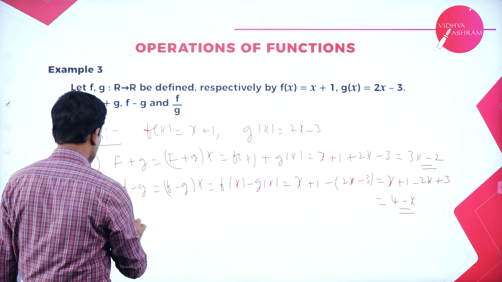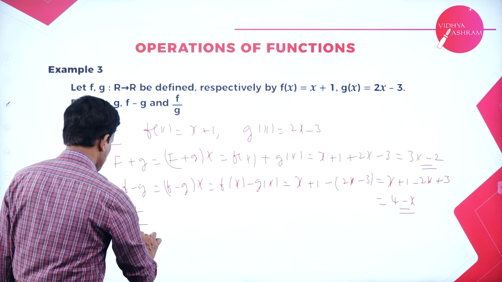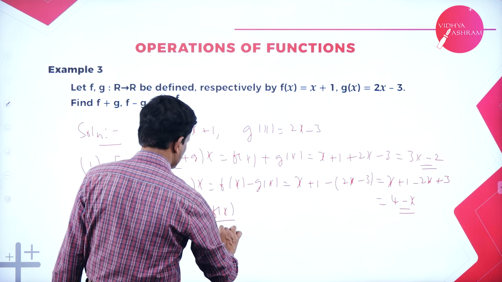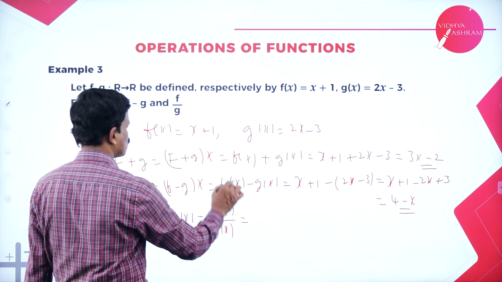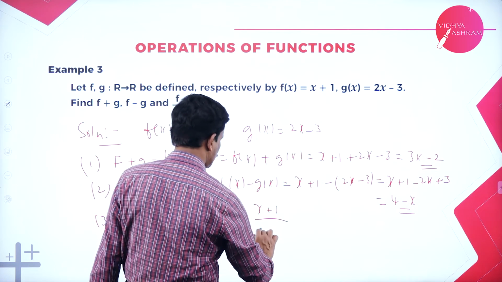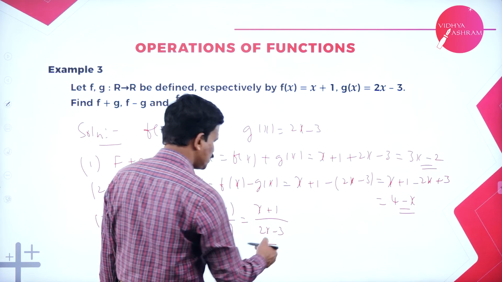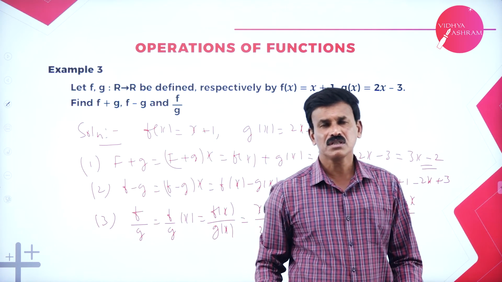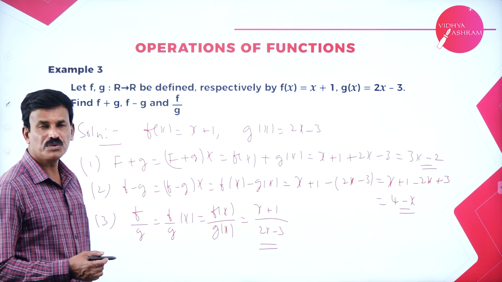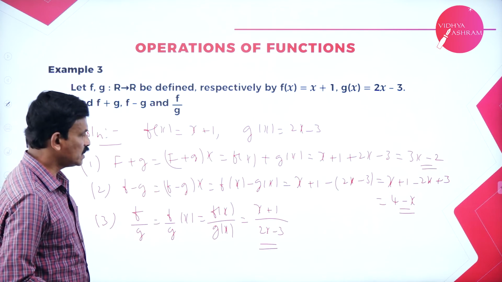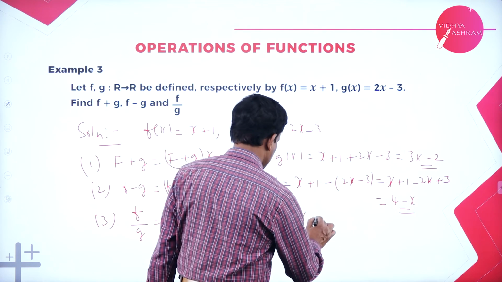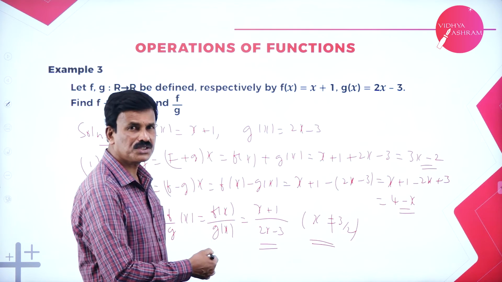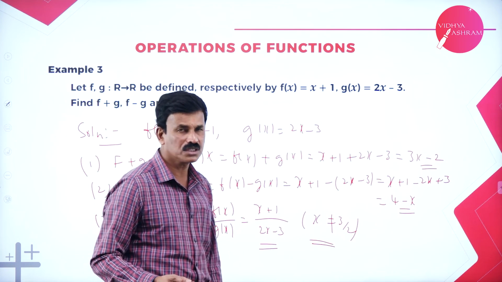And the third one, f by g of x, that is nothing but f by g of x is equal to f of x divided by g of x. What is f of x? x plus 1 divided by g of x, which is 2x minus 3, provided this is not equal to 0. That's it. Hope you followed this. That's regarding the algebra of functions. Here, 2x minus 3 is not equal to 0, so if you simplify, x is not equal to 3 by 2.